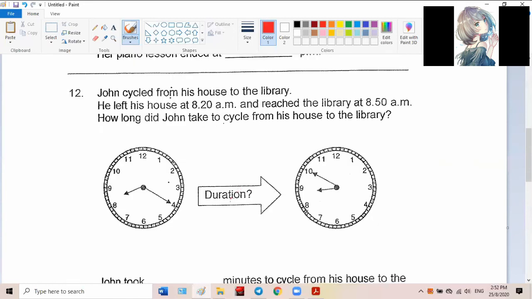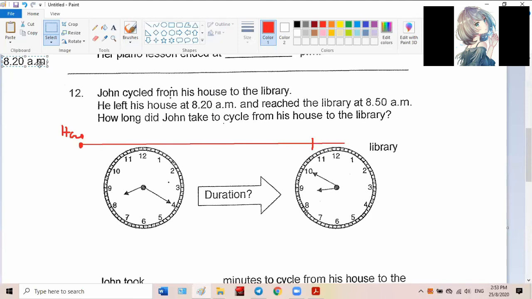How long did John cycle from his house to the library? Here. He cycled from his house to the library. This is his house. Yeah, his house is here. He cycled from here and reached the library at 8:50. When he reached the library is here. Can you see? So how long did he take to cycle from his house to the library? What time is here? 8:20 a.m. he starts. He left his house and reached the library at 8:50.